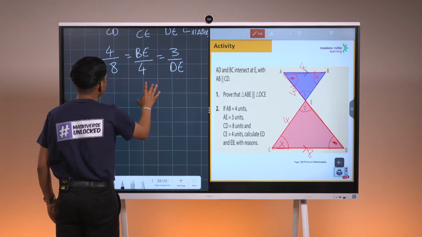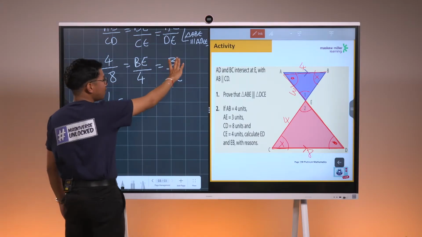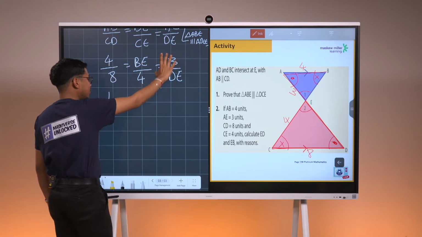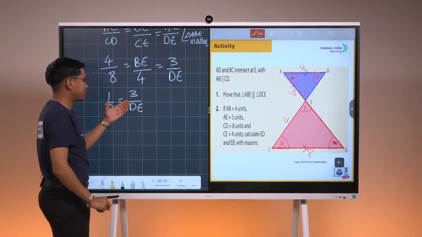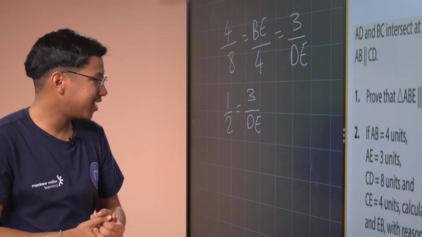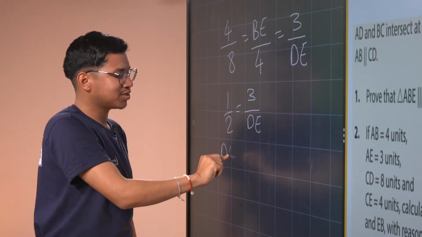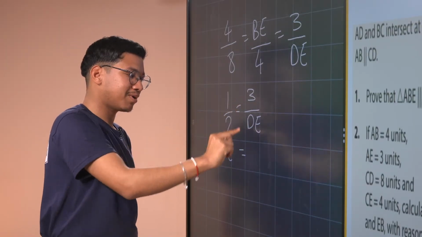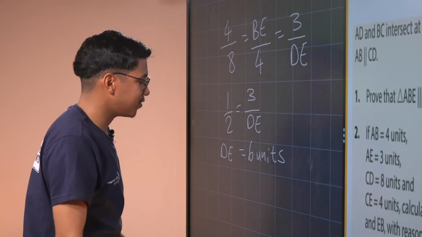Look what I do very quickly. This can be simplified to a half. If I want to solve for DE, I take this fraction and I put it here. And what can I do to get DE on its own? I can find the LCD, or I can just cross multiply. I'm going to choose the easy route. I'm going to cross multiply. So DE times 1 is just DE. 2 multiplied by 3 is just 6 units. There I have the length of DE.